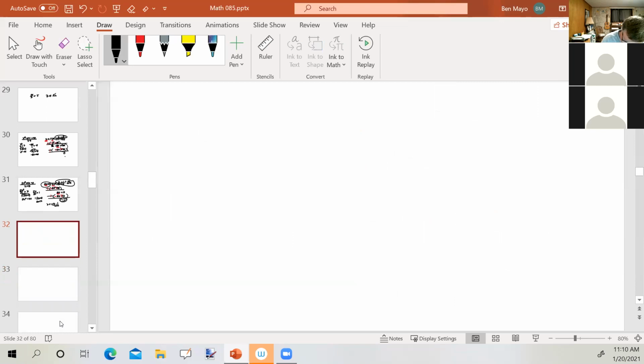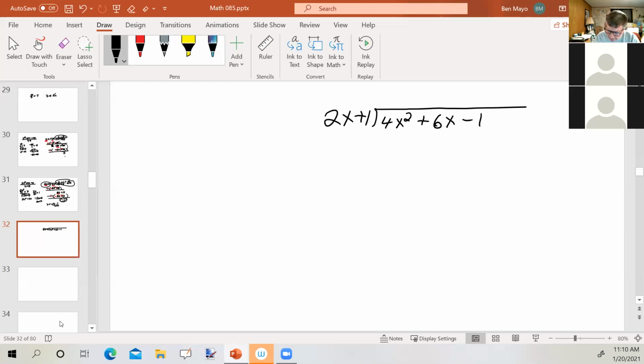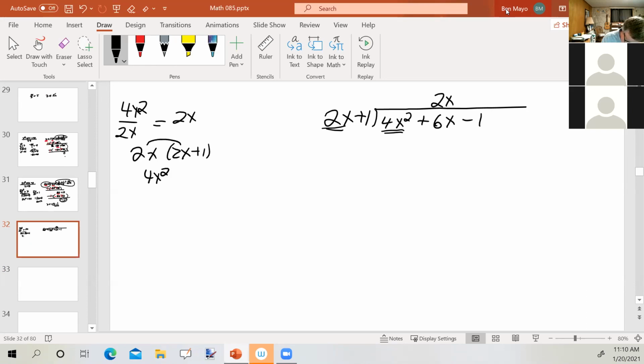Okay, let's take a look at this one. We've got 2x plus 1 on the outside and 4x squared plus 6x minus 1 on the inside. So again, we're going to focus on the leading term divided by the leading term. 4x squared divided by 2x is 2x. 2x times 2x plus 1 is 4x squared plus 2x. 4x squared plus 2x.